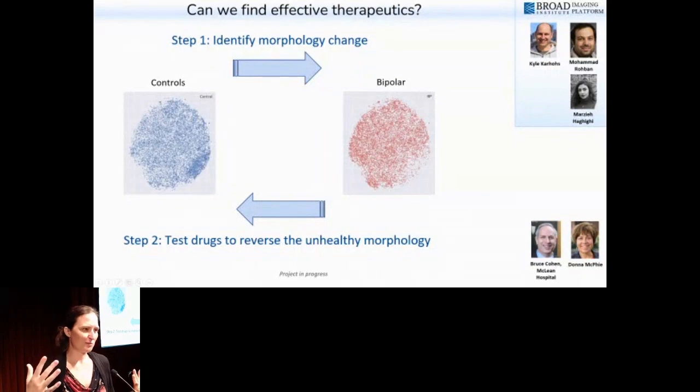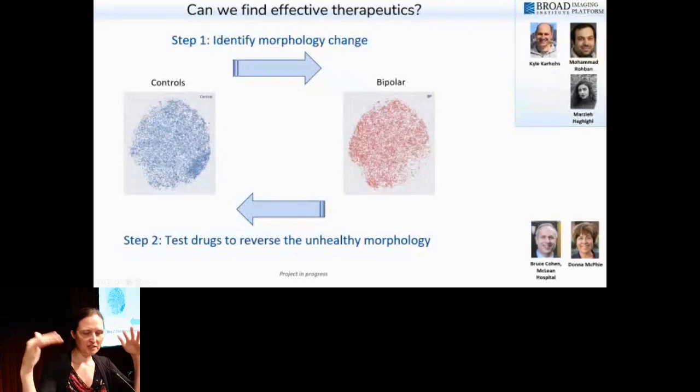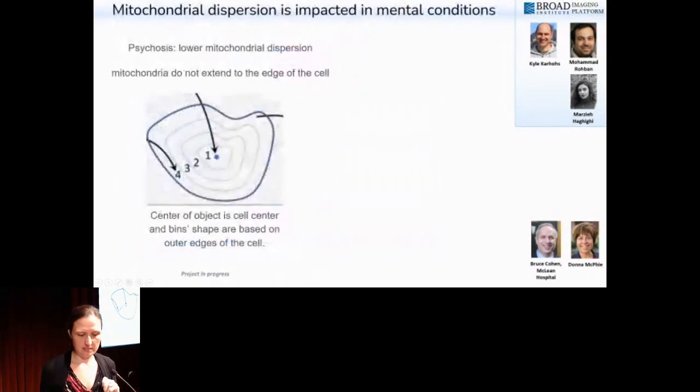Usually an image-based profile is more than 1,000 features, and it's a very subtle complexity of a lot of different features changing. In this case, we could pretty much narrow it down to a single one that was very dominant, and that is mitochondrial dispersion. So this is just referring to how far away from the nucleus the mitochondria are. And in the case of patients that experience psychosis, which includes bipolar disorder, schizophrenia, schizoaffective disorder, the patients have less of the mitochondria, I'm sorry, less of it far away from the nucleus.